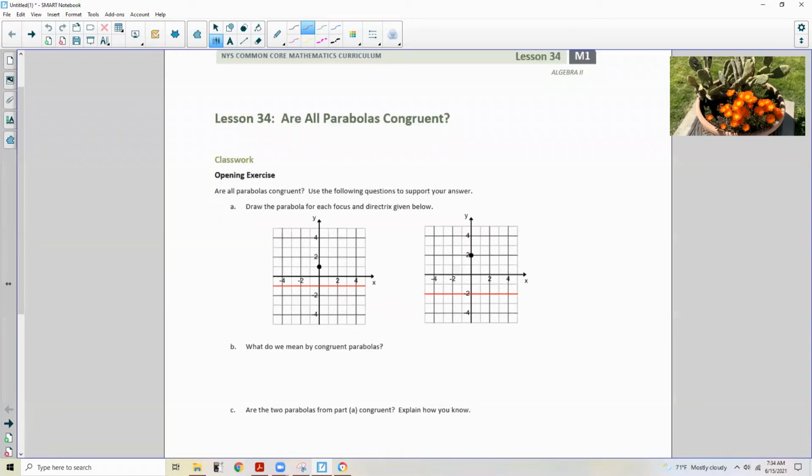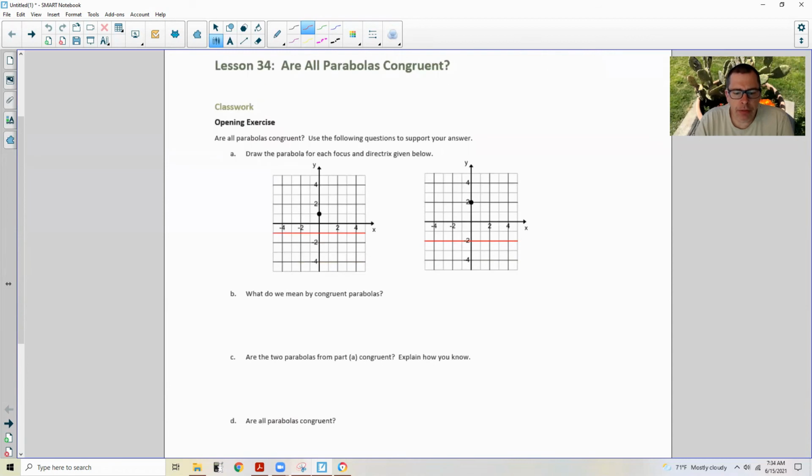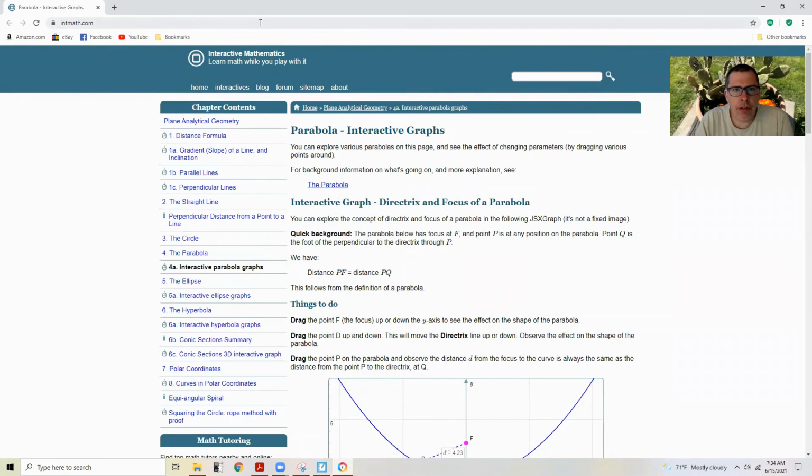Okay, lesson 34. Are all parabolas congruent? Before I begin this lesson and the opening exercise, we were given a website URL in the teacher edition. I've hovered over the address so it shows the whole thing, so you can see it in the video. You can go to this website, intmath.com/plane-analytic geometry parabola interactive. Go there if you want to mess around with this site.